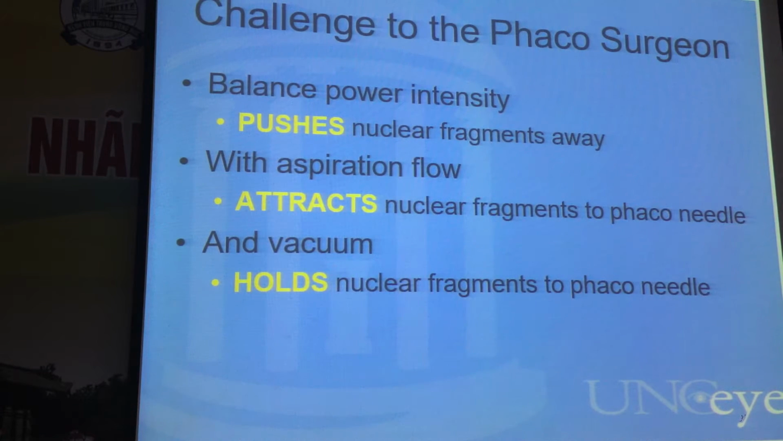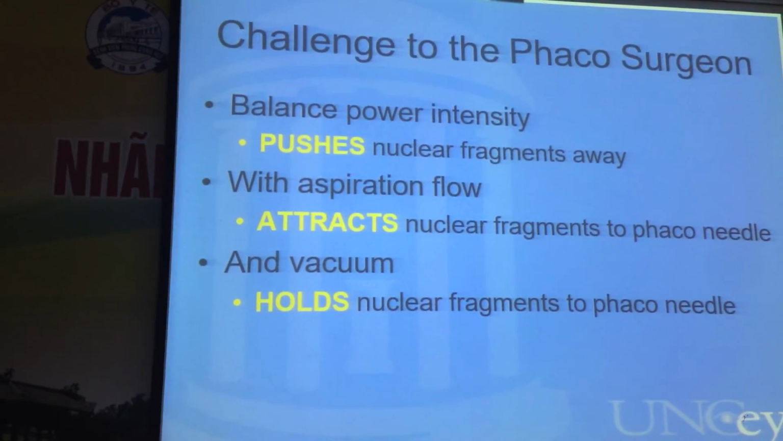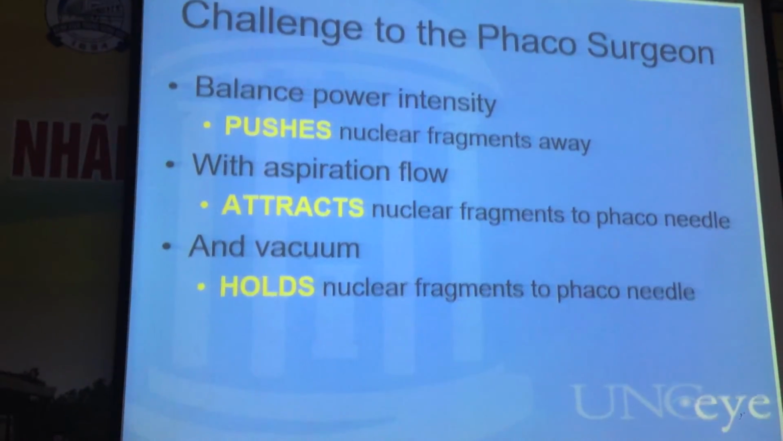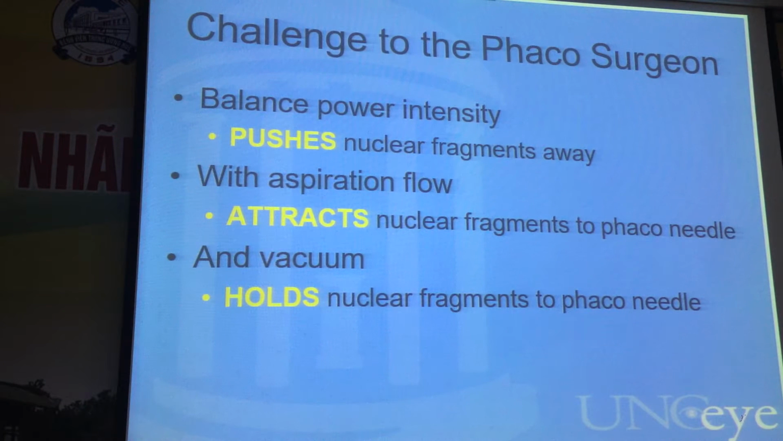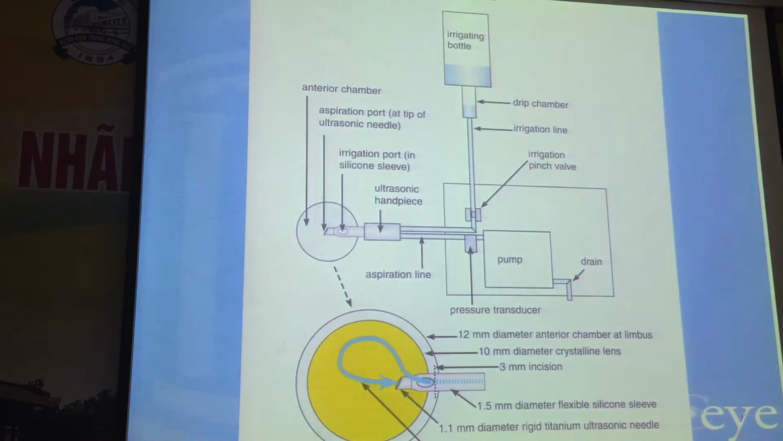So there are multiple challenges to phaco surgery. You have to balance the intensity of the phaco power, which pushes nuclear fragments away, with aspiration flow rate, which attracts nuclear fragments to the phaco needle, and vacuum, which holds nuclear fragments to the phaco needle. So what's the logic of our phaco-emulsifier settings? How do we get this done?